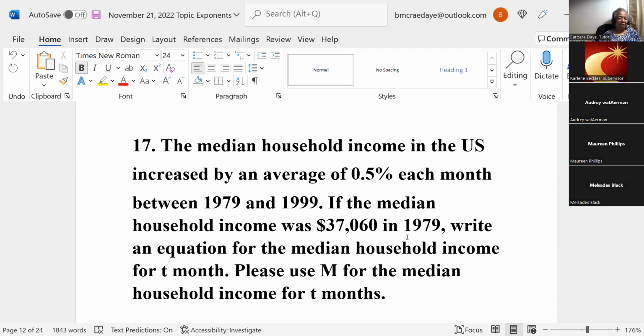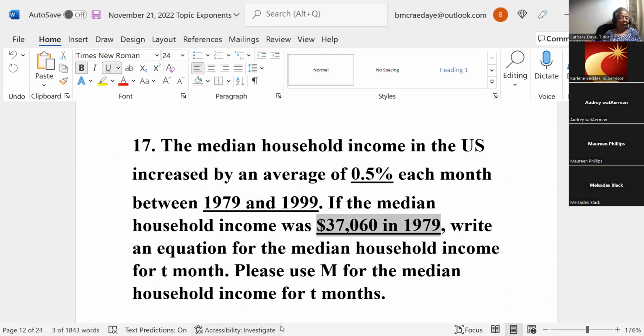The median household income in the U.S. increased by an average of 0.5% each month between 1979 and 1999. Now notice that's 0.5%, not 5%. It's 0.5%, between these years, 1979 to 1999. Now the median household income was $37,060.